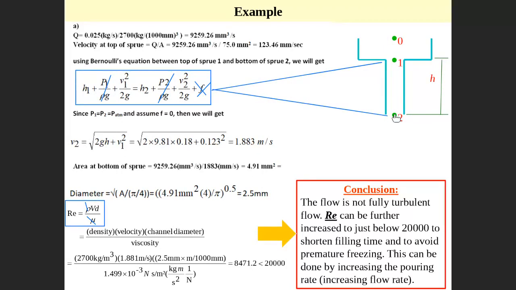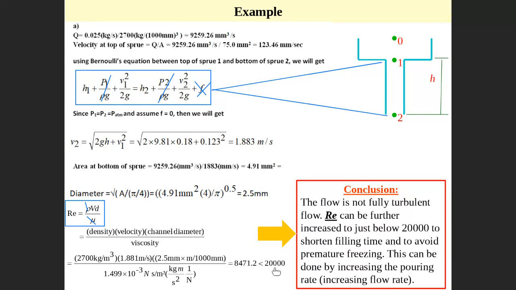If you know velocity at 2 and you know Q, then you get A2. And if you get A2, you get the diameter at 2. Then you apply in the Bernoulli equation. Then we find that it is 8,400 something. So you can see here it is less than 20,000, meaning okay.